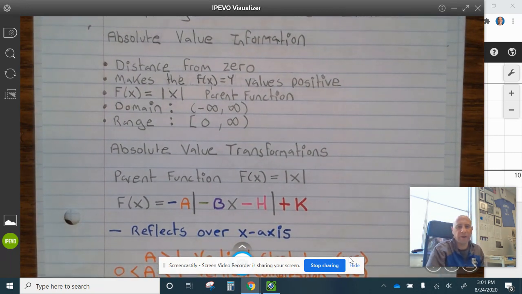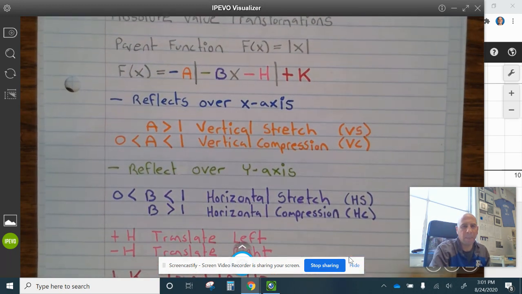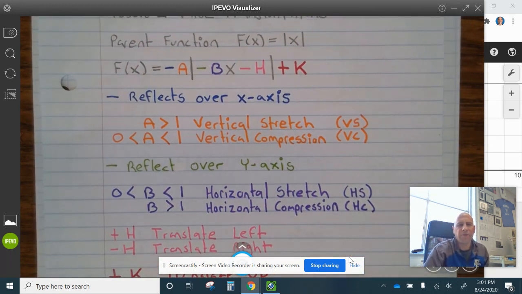All right, absolute value transformations. The parent function is f of x equals absolute value of x. f of x equals negative a, absolute value, negative b times x minus h, plus k. When there's a negative in front of the a, it reflects over the x-axis. When a is greater than 1, it's a vertical stretch. When a is greater than 0 but less than 1, it's a vertical compression.